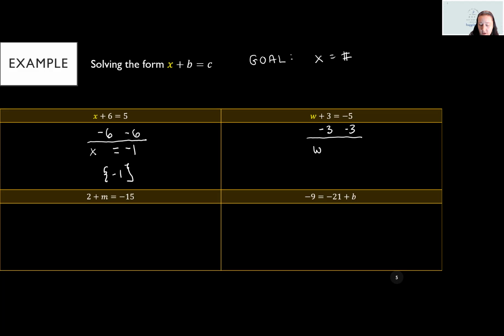And so I end up with w on the left, and then the 3 minus 3 disappears. It goes to 0. And then we have a -5 minus 3. So -5 minus 3 comes out to a -8. Because you've got a negative, and then when you're subtracting, you're going more to the left. So we get w is equal to -8. And this means that our solution set here is -8.